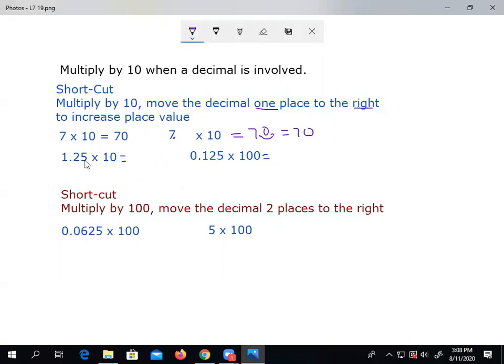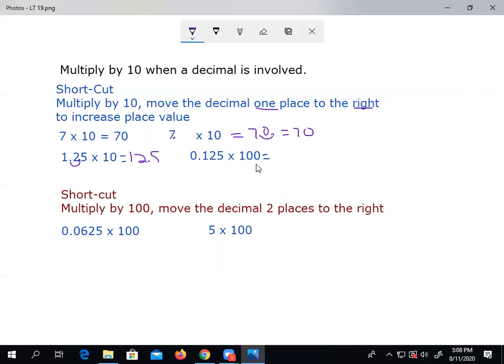So if I have like 1.25 times 10, instead of using a calculator, the shortcut is if you're multiplying by 10, all you got to do is slide the decimal one place to the right. So it just falls between the 2 and the 5. So it turns into 12.5. Everything increases in place value. So it turns into that, 12 and 5/10.